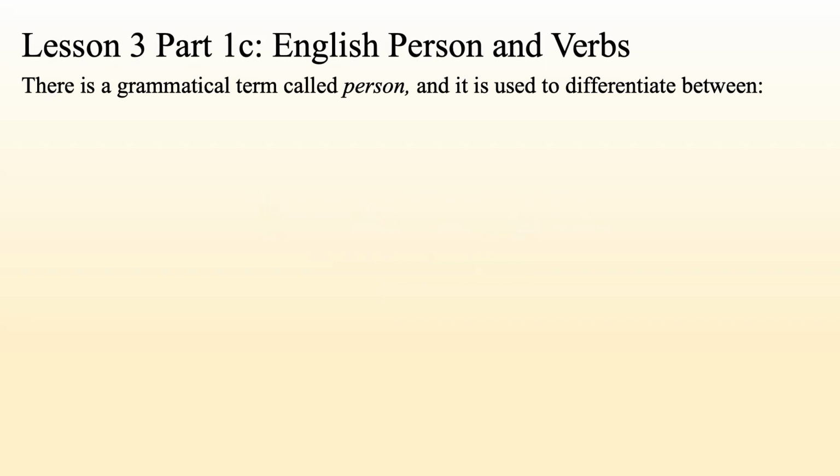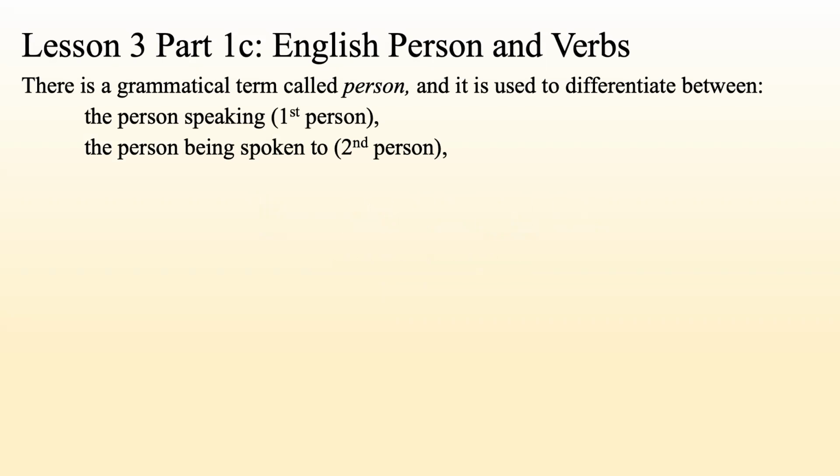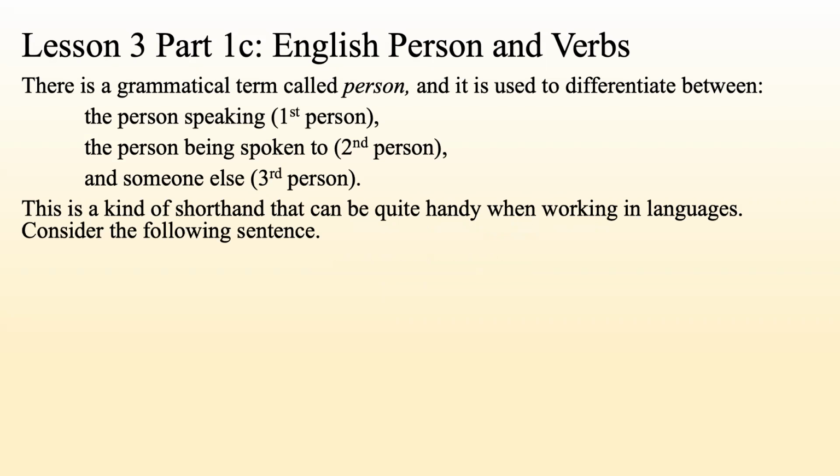There is a grammatical term called person, and it is used to differentiate between the person speaking, first person, the person being spoken to, second person, and someone else, third person. This is a kind of shorthand that can be quite handy when working in languages.